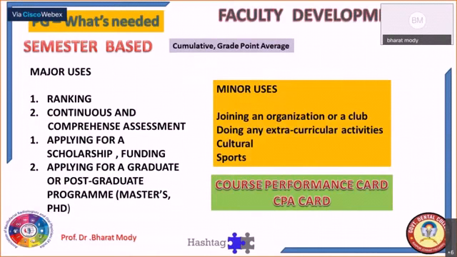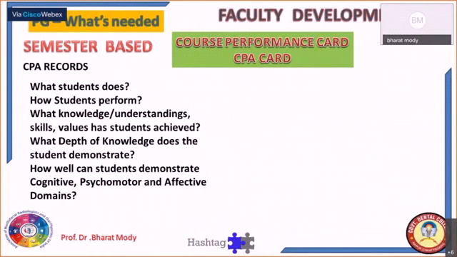What is the importance of the cumulative grade point? Ranking can be done. Continuous assessment can be done. If he applies for scholarship funding, this grade point average will be the means by which it can be done. Also for future post-graduation, master's, PhD, everywhere. Even if he wants to join cultural or sports activities, unless he has got some basic cumulative grade point average, he is not allowed to go for cultural and sports. That is how we go about it.